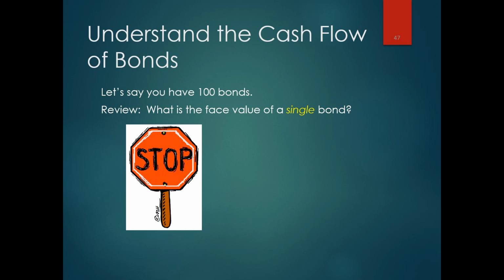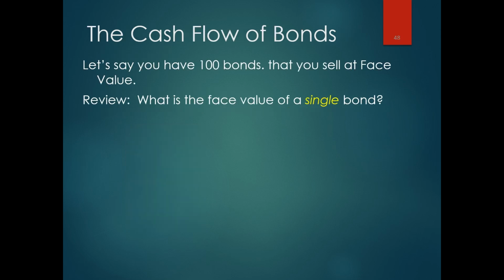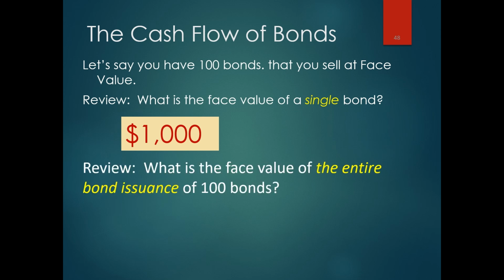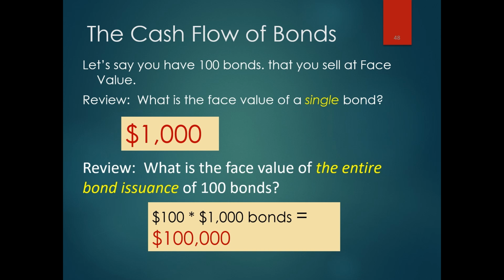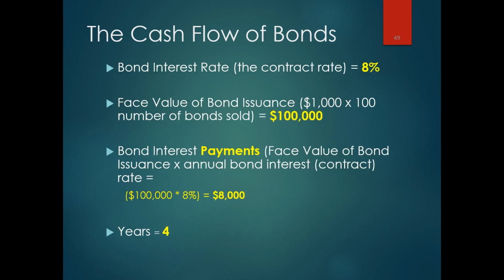So let's do a quick review. Let's say you have 100 bonds. What is the face value of a single bond? It's $1,000. So if the bondholder has one bond from a company, when that bond comes due, the company has to pay the bondholder $1,000. If we have 100 bonds, that means the company has issued $100,000 face value of bonds. And that's the one we've been working with, the exercise we did in Chapter 10 in your course pack.